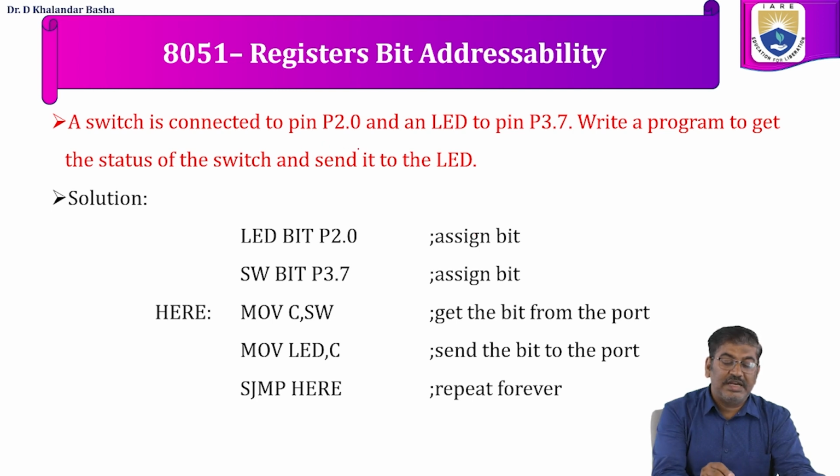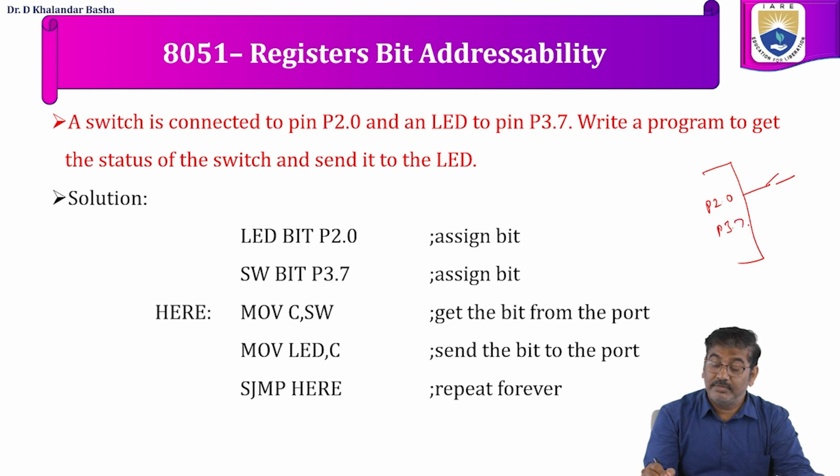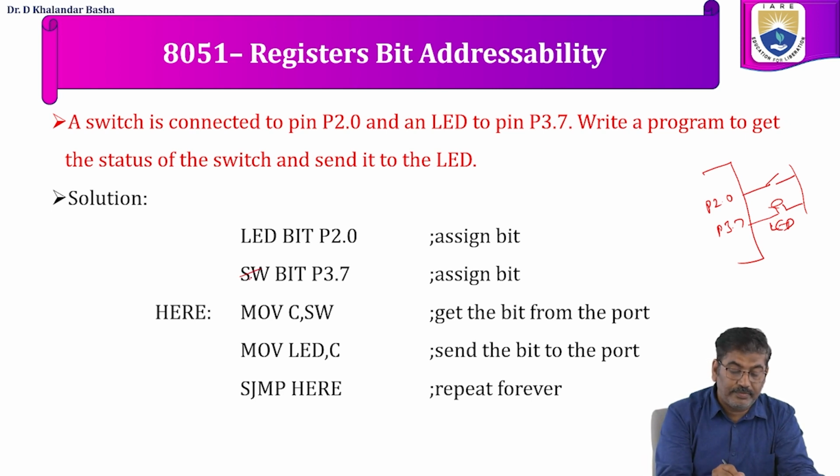So let us consider a switch is connected to port 2.0 and an LED is connected to P3.7. Write a program to get the status of the switch and send it to the LED. So the LED is connected to P3.7 and the switch is connected to P2.0.